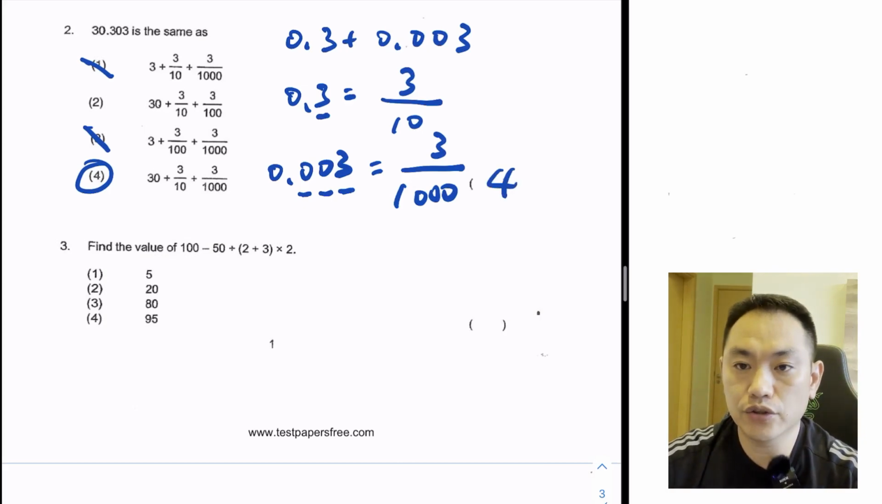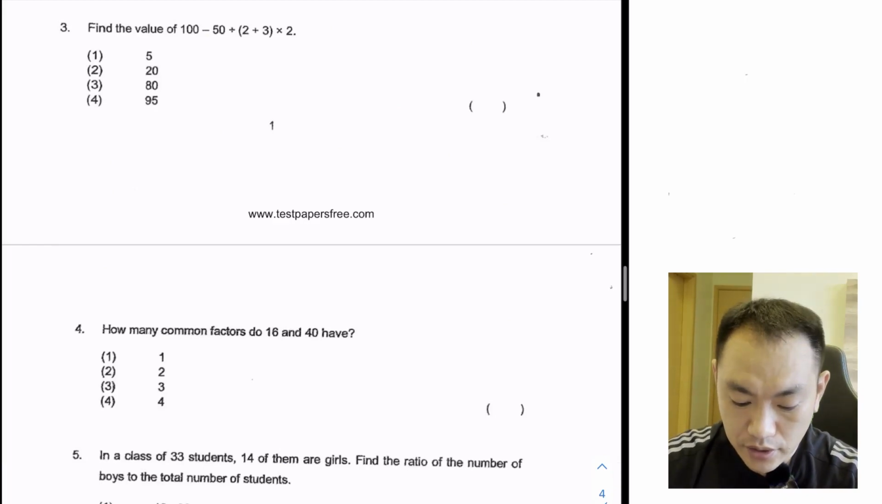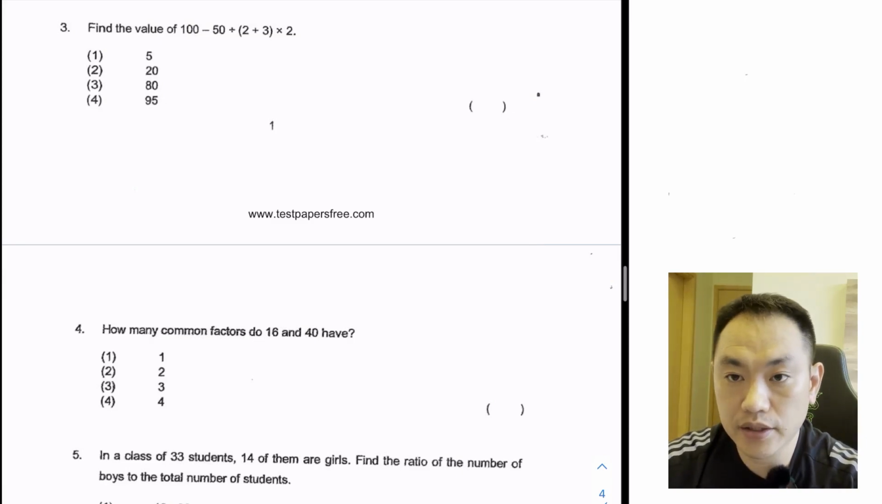Okay, let's move on to the next question. Let's have a look at question 3. Find the value of 100 minus 50 divided by, I'm not sure if you can see the question properly, but it's a divide here, bracket 2 plus 3, close bracket, times 2.